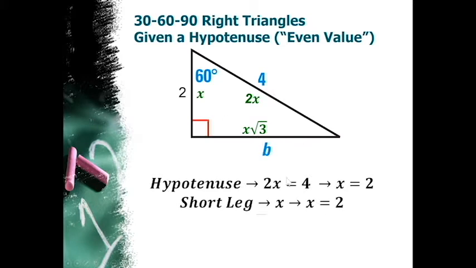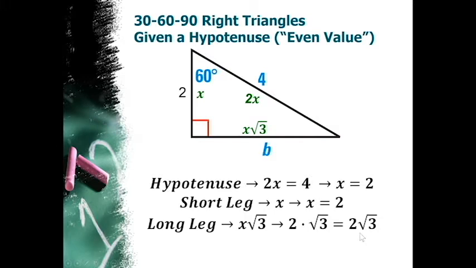Now I can move on to my long leg. My long leg has a rule of x root 3. If I take my x value of 2 and plug it in here, that gives me 2 times root 3, or more simply 2 root 3. So that would be my answer for my long leg. When I have a hypotenuse of 4 in a 30, 60, 90 triangle, I'll have a short leg of 2 and a long leg that's equivalent to 2 root 3.